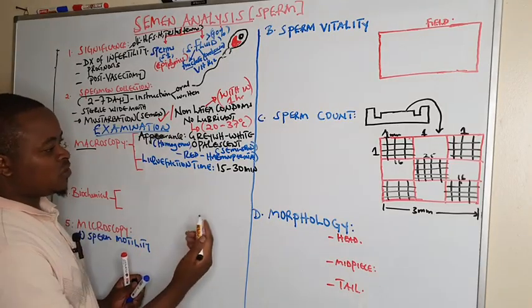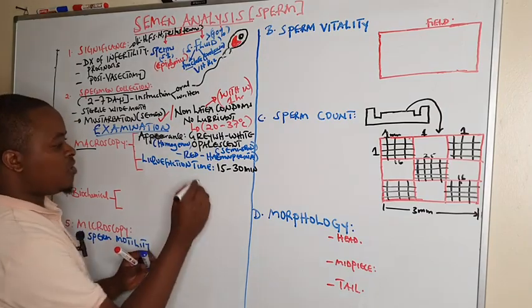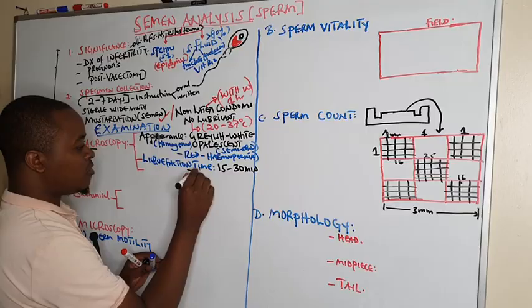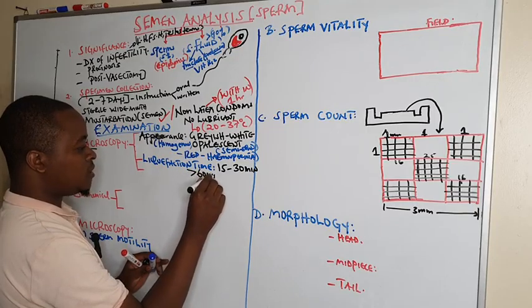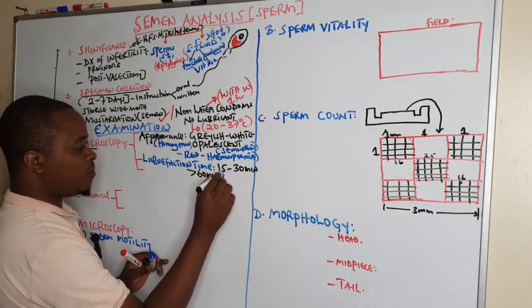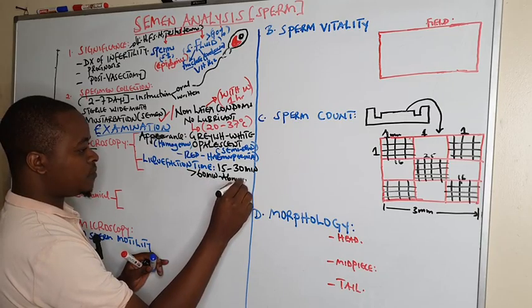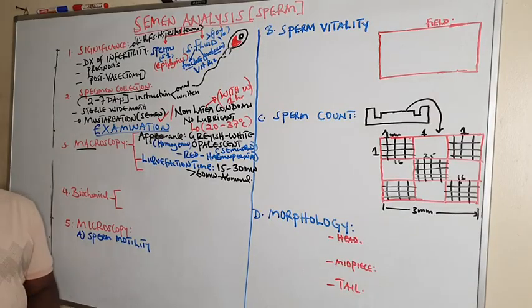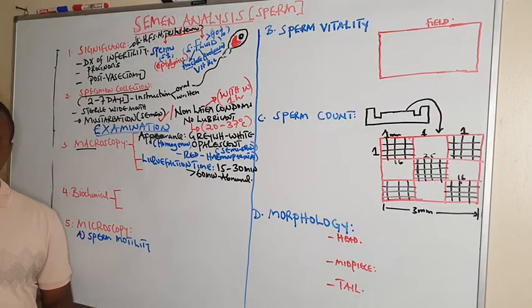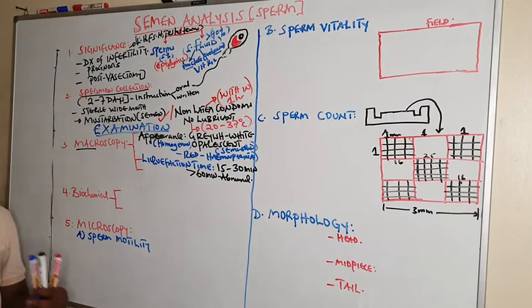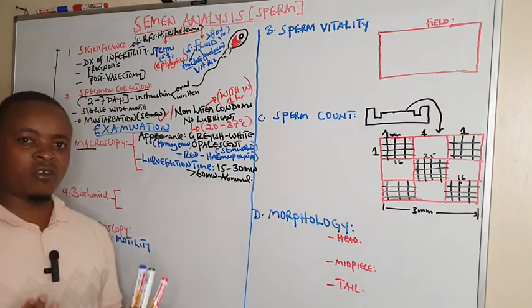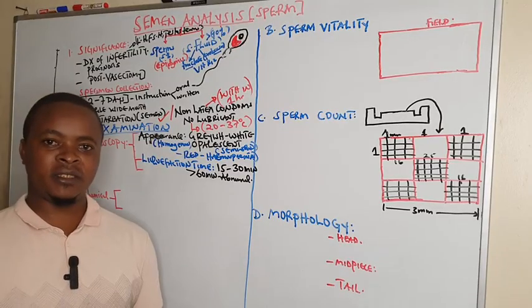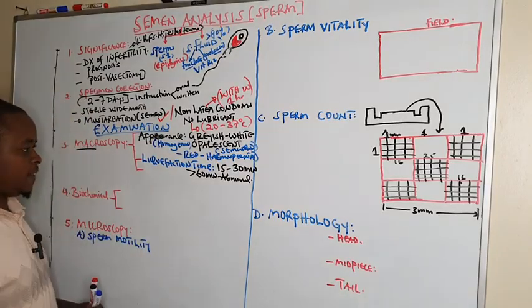But in case it does not, we wait for 1 hour. But beyond a liquefaction time greater than 60 minutes, which is 1 hour, that is abnormal. So liquefaction time should be between 15 to 30 minutes. The time taken for the semen coagulum to liquefy and become homogeneous.